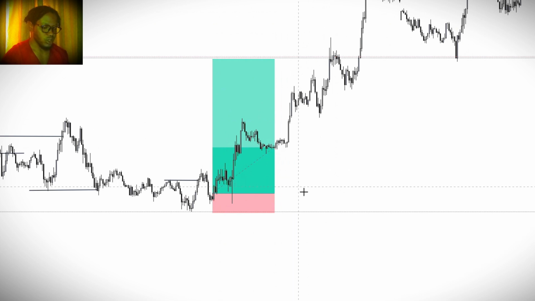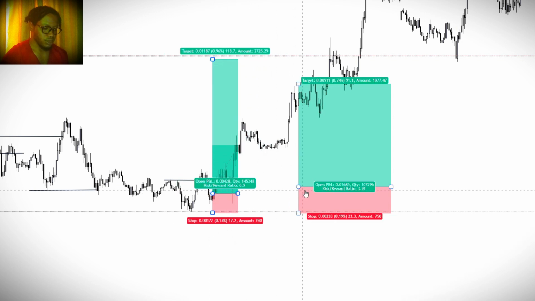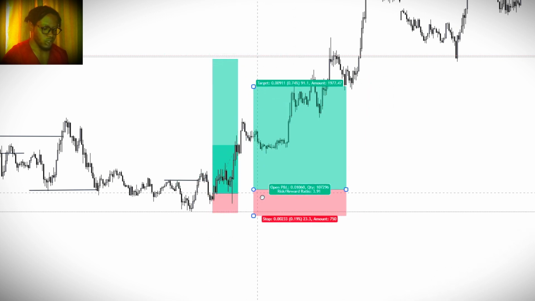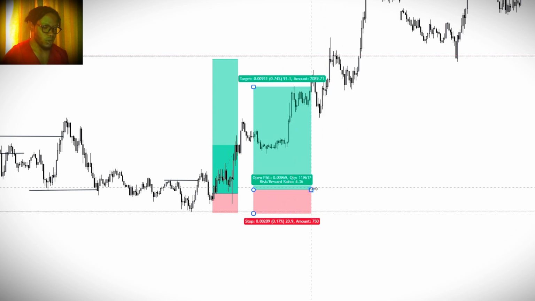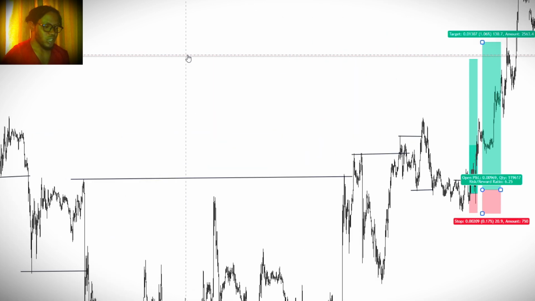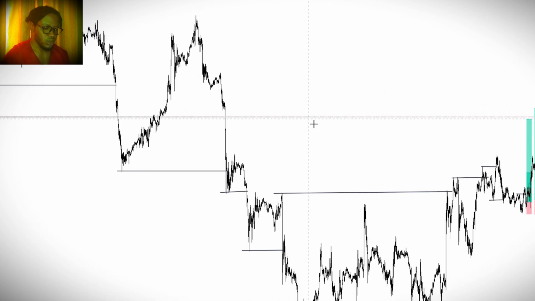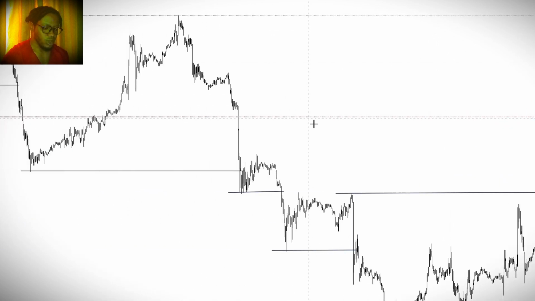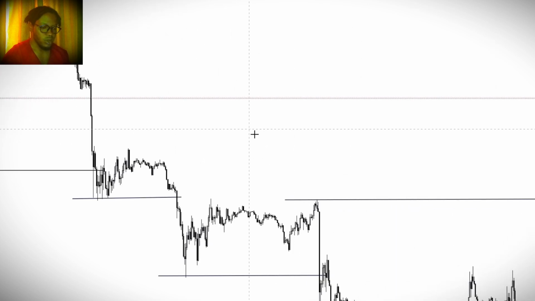I entered for the trade 2 times. Right here. And at the same spots. Right here. All right, so this was the trade. Now if you are wondering where I set my take profits, let's zoom out to the higher time frame. Not the higher time frame, let's just zoom out. Yeah, you can see this.